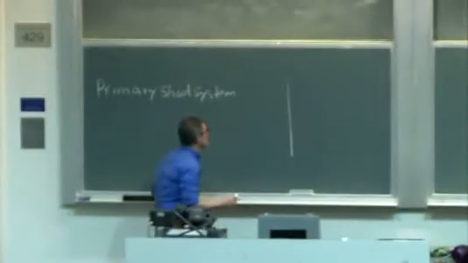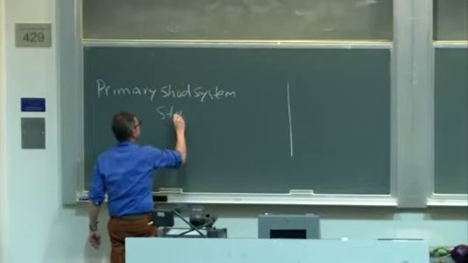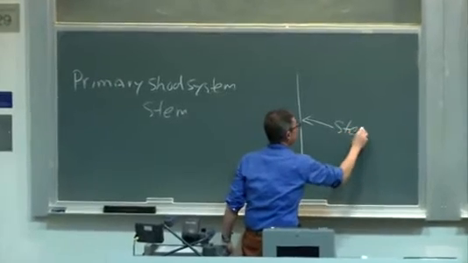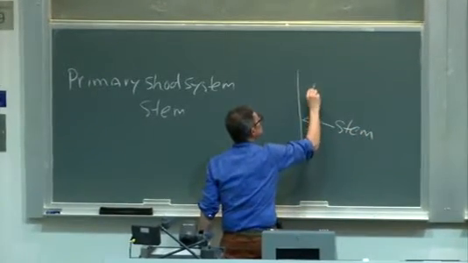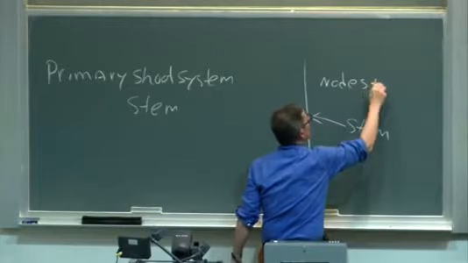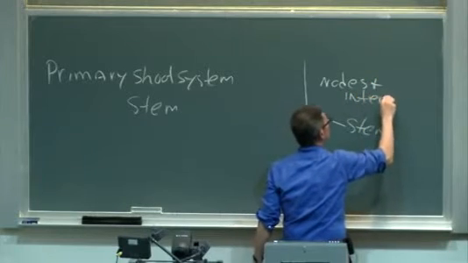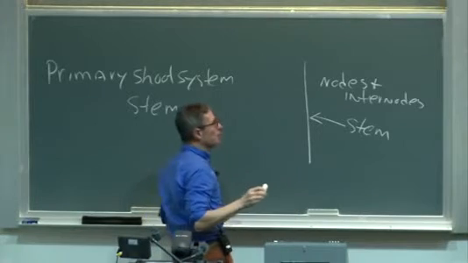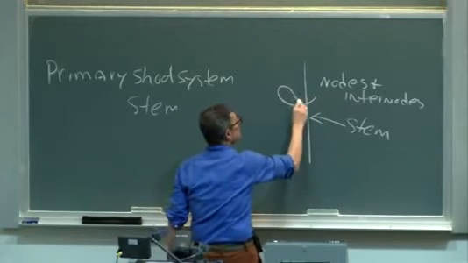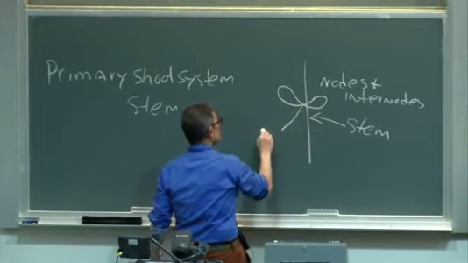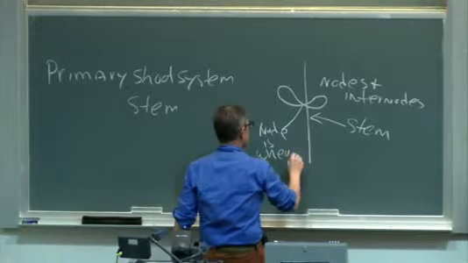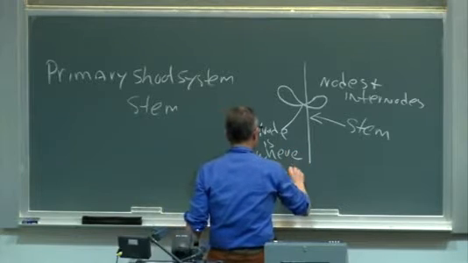The first thing we want to keep in mind is that the shoot system is made up of a stem, which is divided, as we said, into nodes and internodes. And a node, this should be a review for you, is the place of the attachment of the leaves. So node is where the leaves are attached.